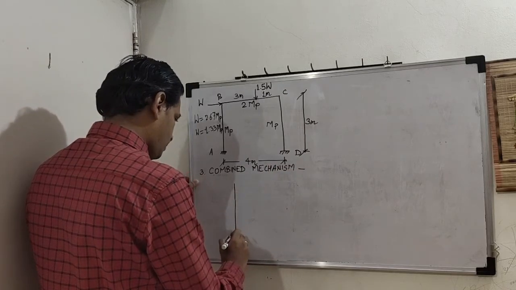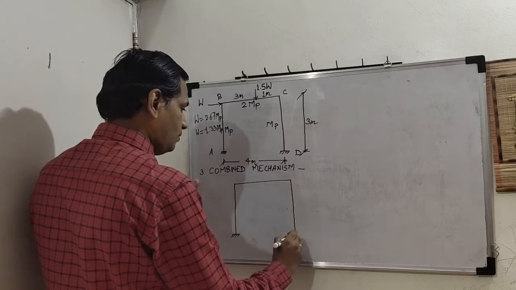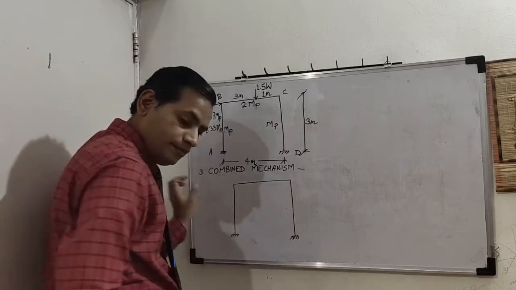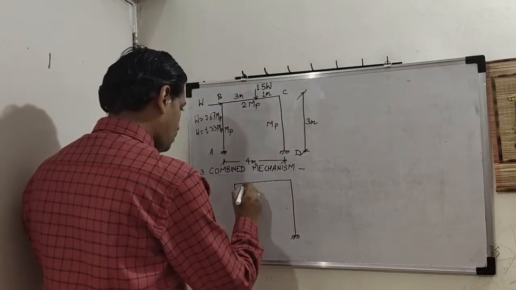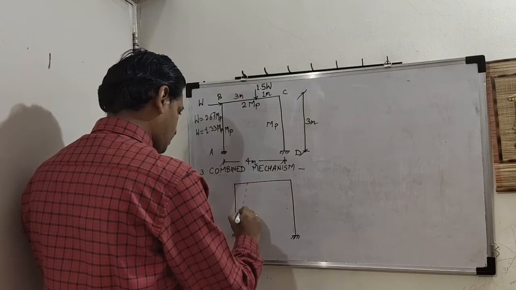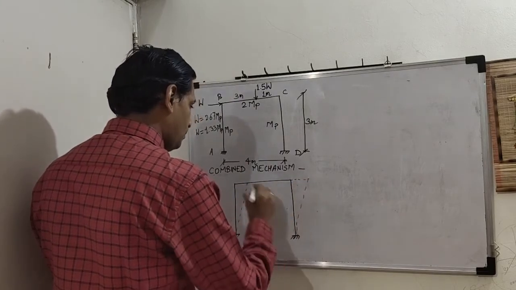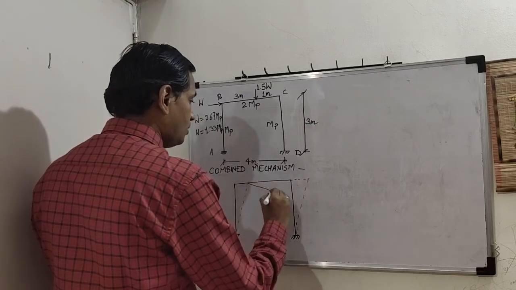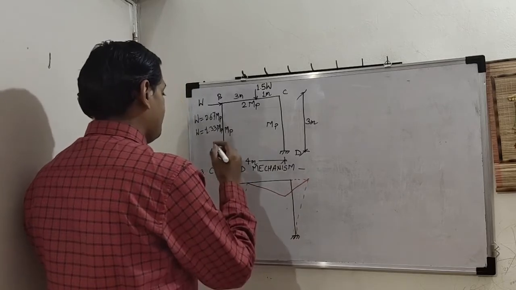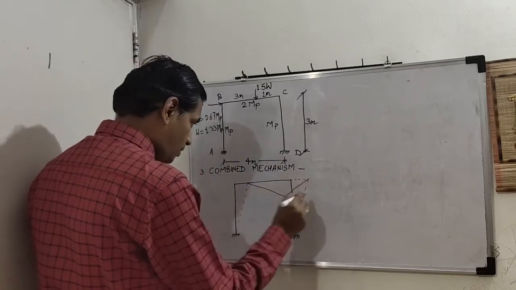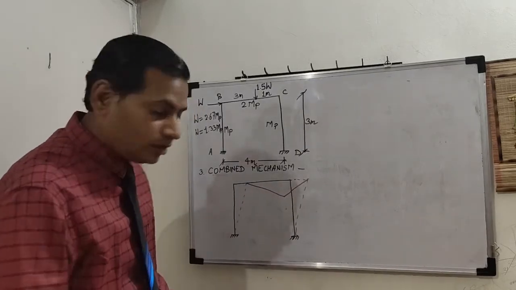This is the frame in its original position, and now the deformed shape or deformed position, considering both the beam mechanism as well as the sway mechanism. Okay, so again let us first show the theta values.